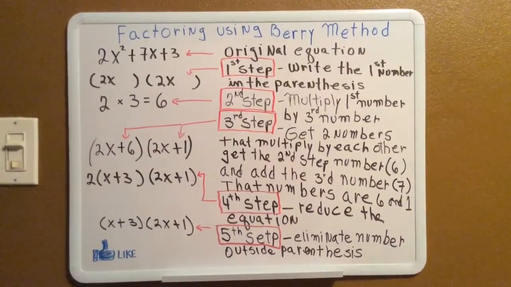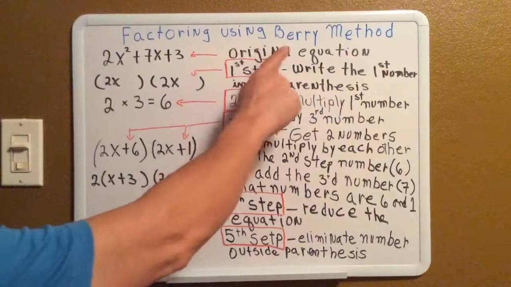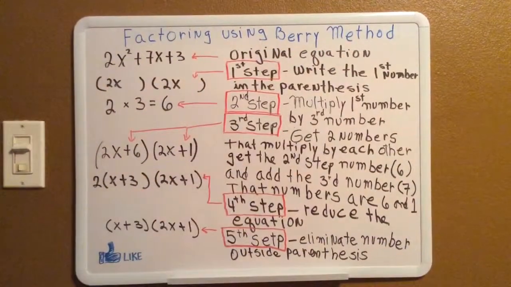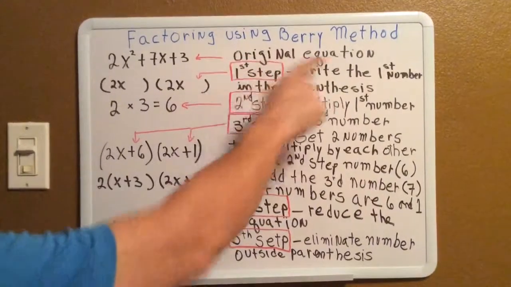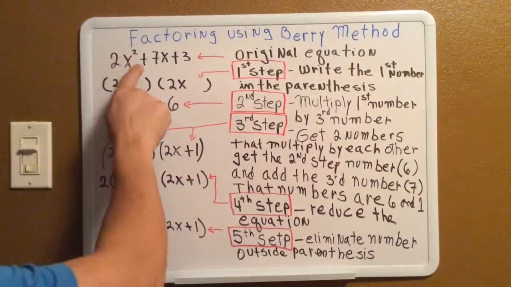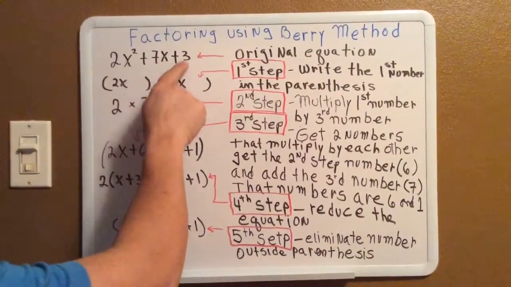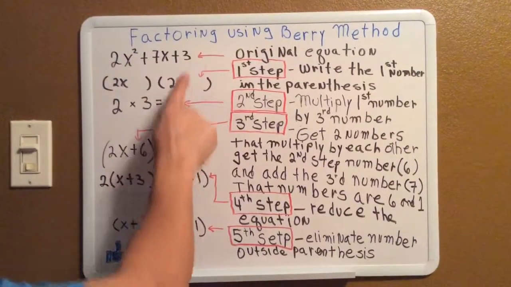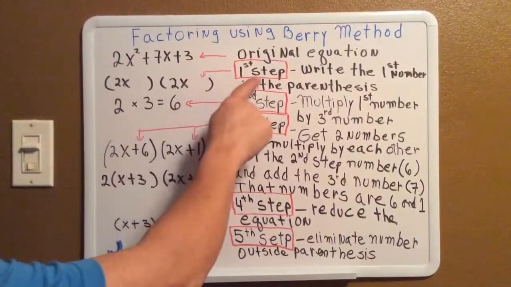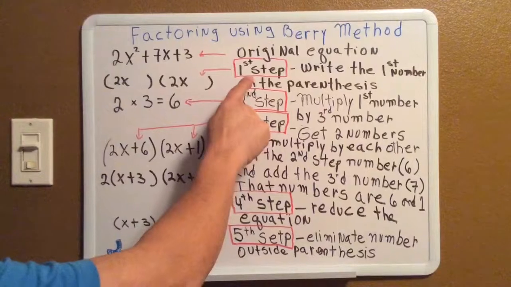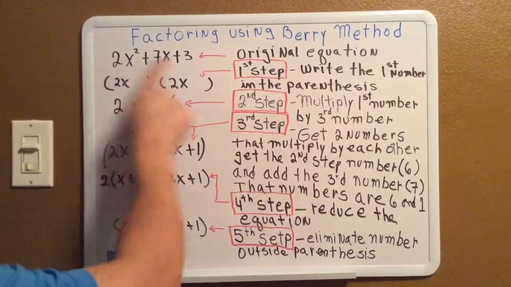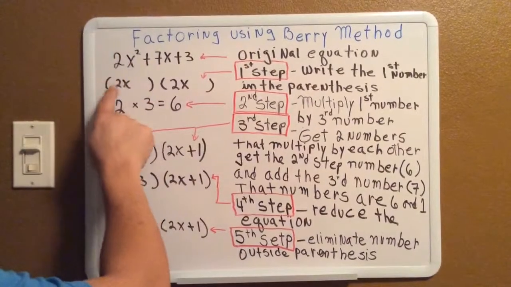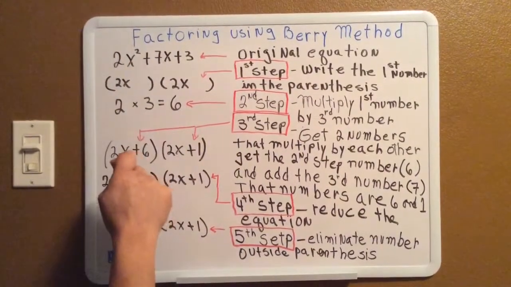Today we will be talking about factoring using the Berry method. This will be our original equation, 2x squared plus 7x plus 3. Moving to our first step, we have to write the first number of our original equation and two parentheses.